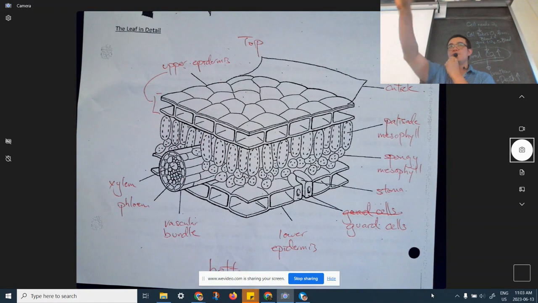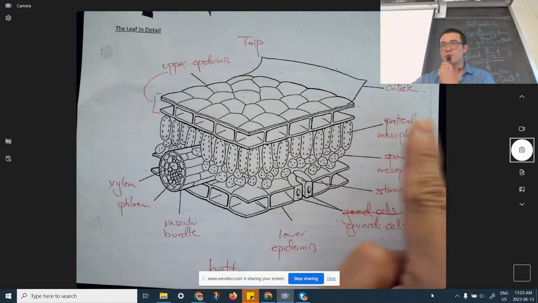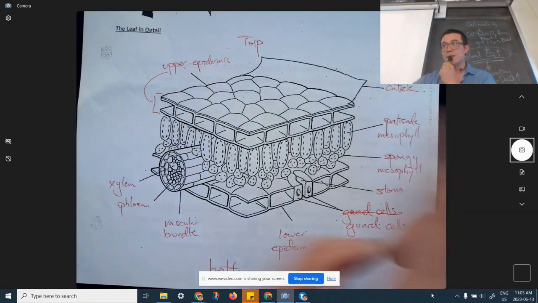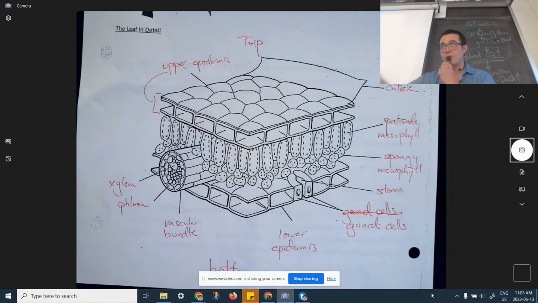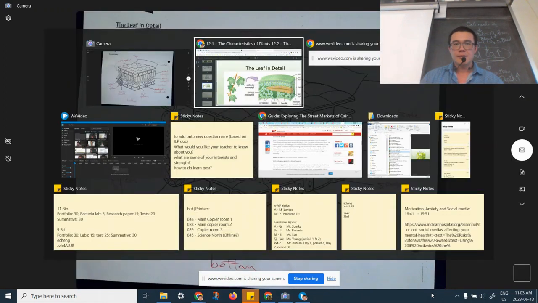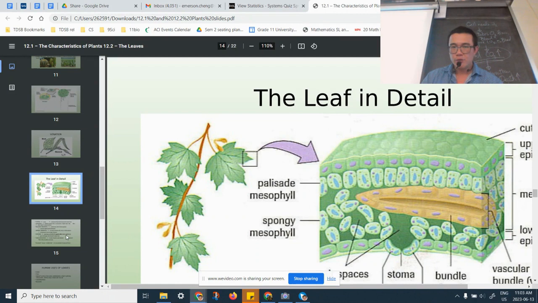So with those two things in mind, the top is most exposed to the sun, so more sunlight, excessive sunlight, and also this part is the part that's more easy to get dried out. This will hopefully make it easier to understand the function of each of these parts. Okay? Are we good? So, the next slide here.